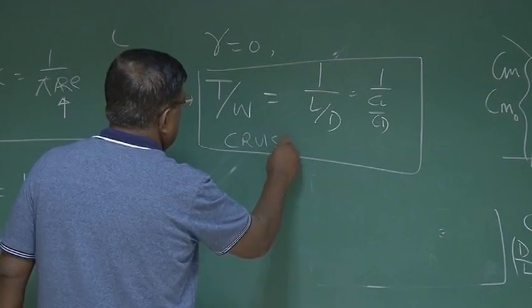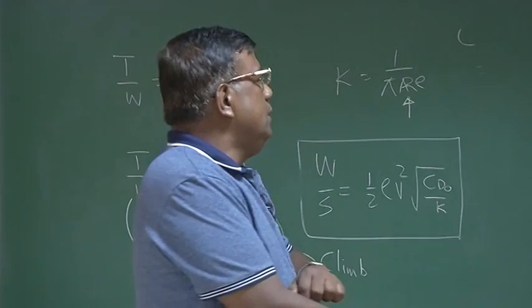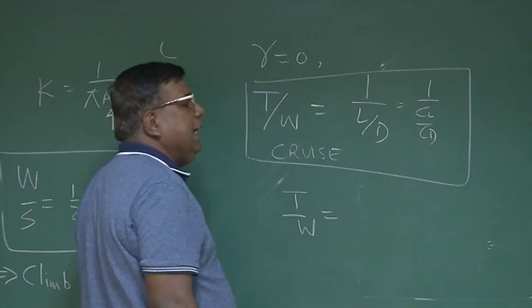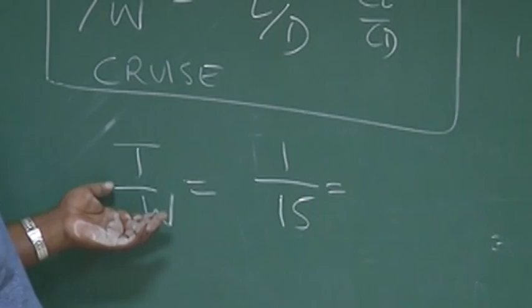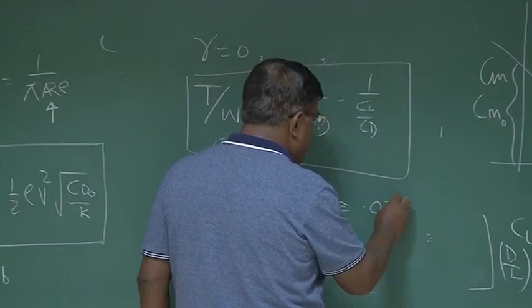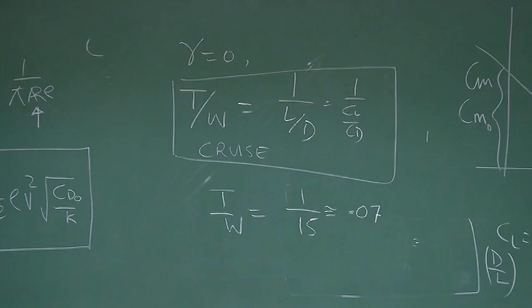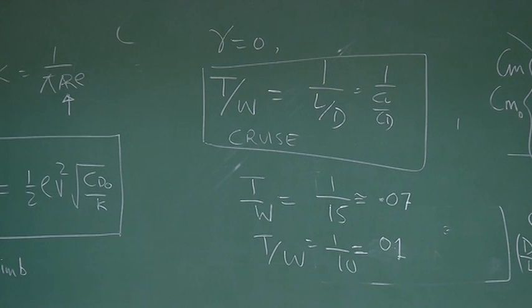See here. Okay. Typically, T by W should be how much for a cruise airplane? You could see that for a cruise, what I require, T by W should be, let's say CL by CD, I am flying at 15, is a good number most of the time. So it will be 1 by 15. We are looking for a rough estimate of T by W during cruise. If I say L by D or CL by CD is 15, which is a realistic number, then T by W will be roughly 0.07. Okay? Suppose you are flying at a CL by CD of 10, then T by W will be 1 by 10, and that is 0.1. This is the requirement in the cruise. You could see that these values are pretty small.